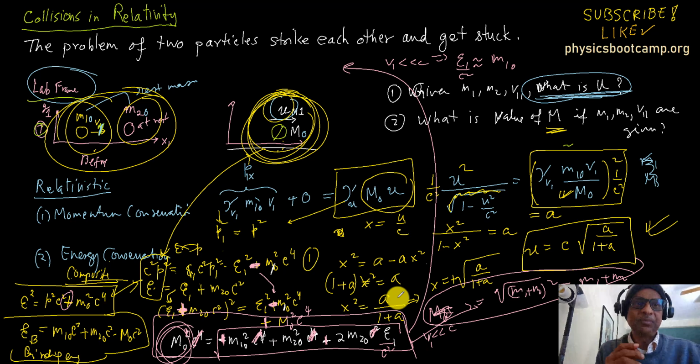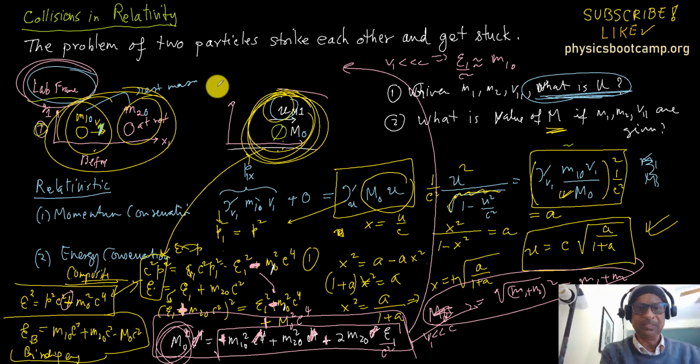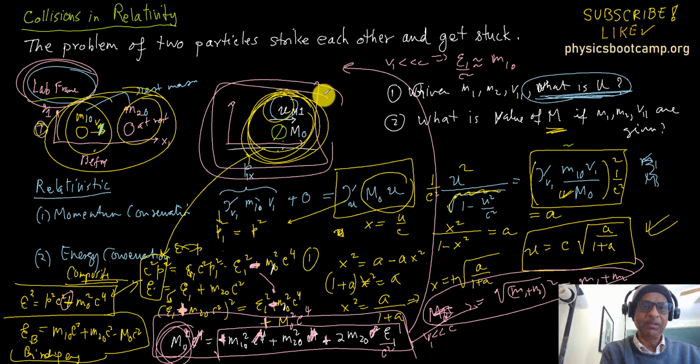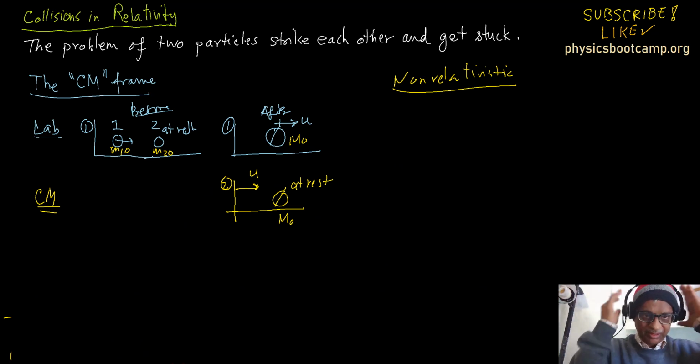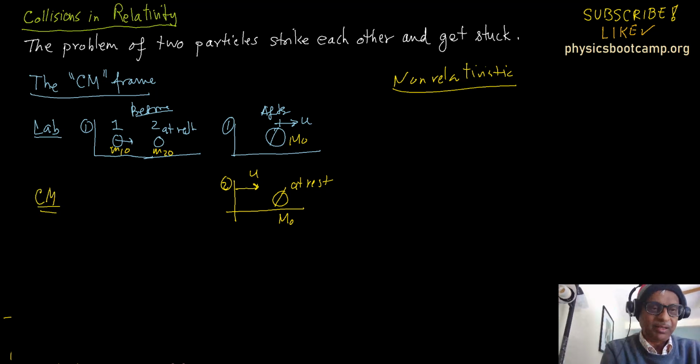Okay, so this we did in one frame. Actually, all of these calculations can be done not just in the lab frame, but we can pick a frame in which this thing is at rest, and that frame will be the center of mass frame. So let's look at the same problem in the CM frame, the center of mass frame. In non-relativistic physics, we call it CM, center of mass.